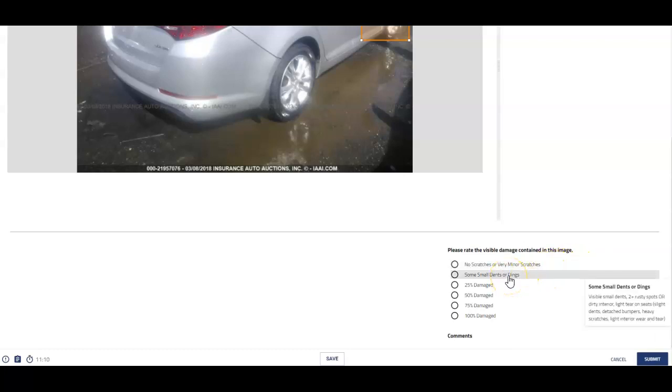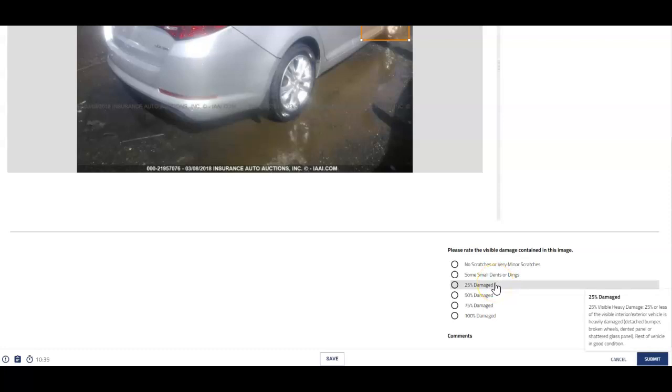Some small dents or dings, visible small dents, two or more rusty spots, or dirty interior, or a slight tear on the seat. Slight tear means it could be a slight tear, a slight dent, or a detached bumper, which is perfectly fine, heavy scratches, or light interior wear and tear. Maybe there's a slight tear on the steering or dashboard. That's 25% damage. Again, you see they have emphasized the word visible damage here. Don't assume the damage, you have to be able to see it.